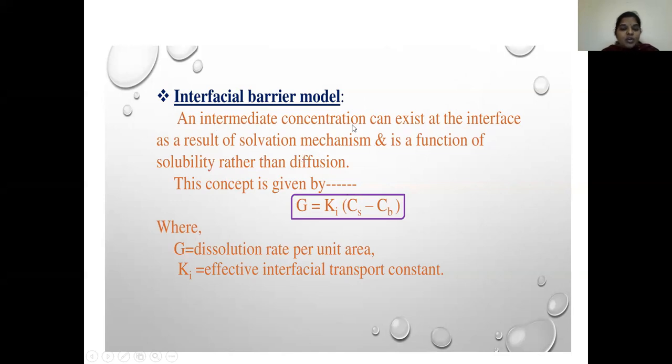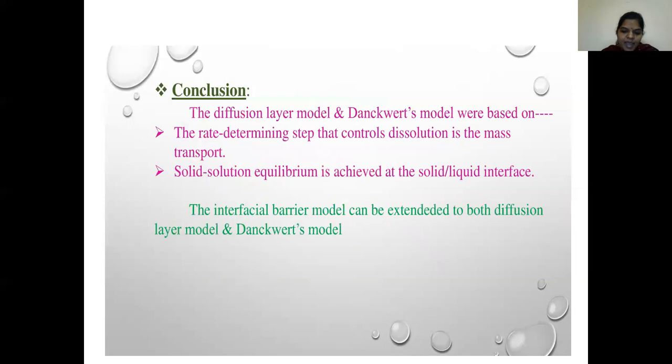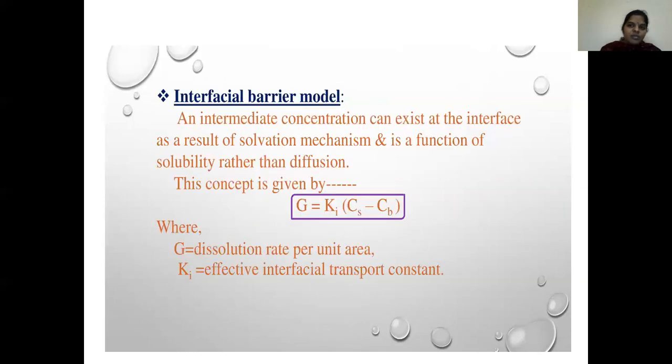The intermediate concentration is useful to get a particular solubility, the saturation solubility. At that point it attains equilibrium at the solid as well as liquid interfaces. The concept is given by G equals Ki times (Cs minus Cb). G is the dissolution rate per unit area and Ki is the effective interfacial transport constant. Cs and Cb are the same as before, that is, the Danckwerts model as well as the diffusion film theory.